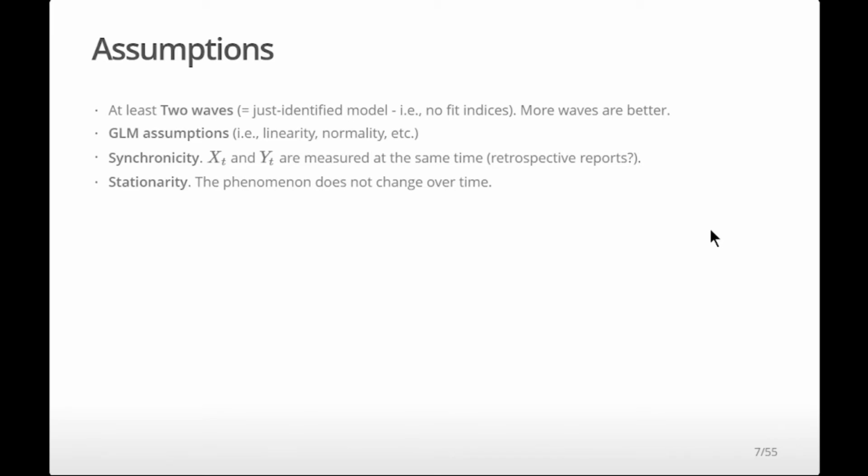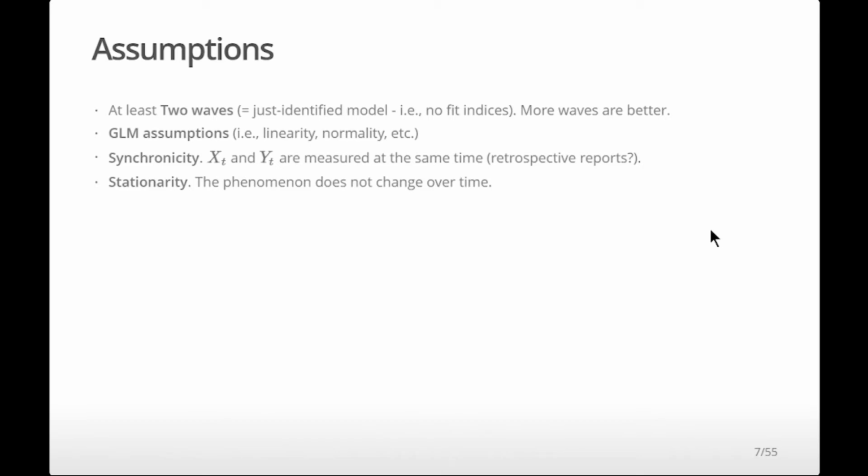But, okay, if you want to fit this type of model, you need at least 2 waves. You can already fit it with only 2 waves, but it's just-identified. You don't have any degrees of freedom, so you don't get fit indices and all. You can fit this model with structural equation modeling software. You can use lavaan, Mplus, whatever you want. You have all the assumptions of the general linear model, of course, because these are regression and correlation, etc.